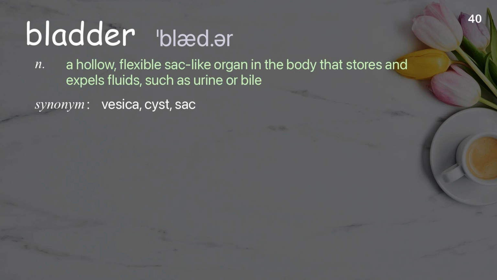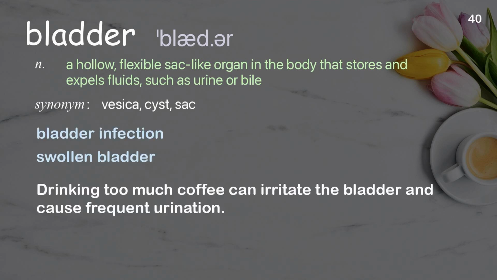Bladder. A hollow, flexible sac-like organ in the body that stores and expels fluids such as urine or bile. Examples: Bladder infection, swollen bladder. Drinking too much coffee can irritate the bladder and cause frequent urination.